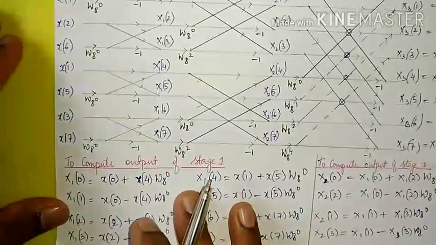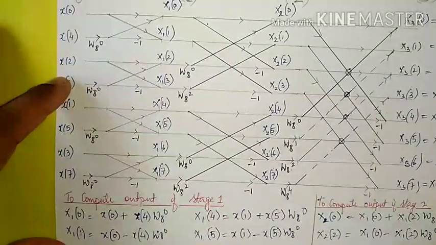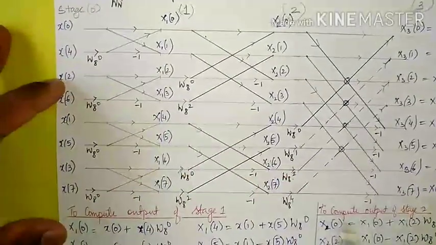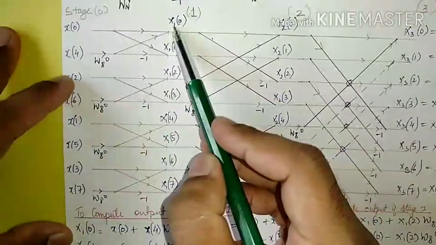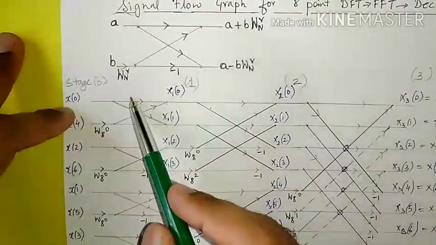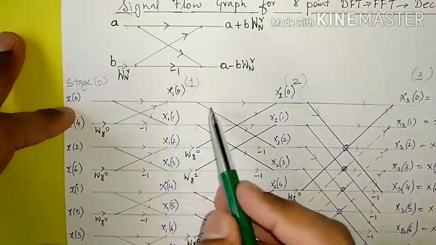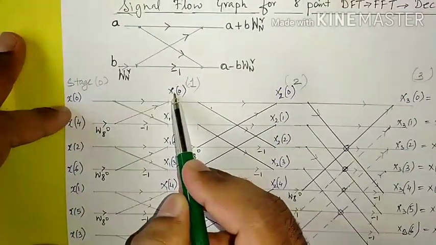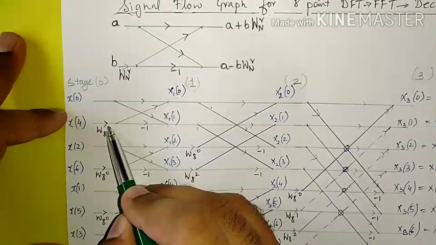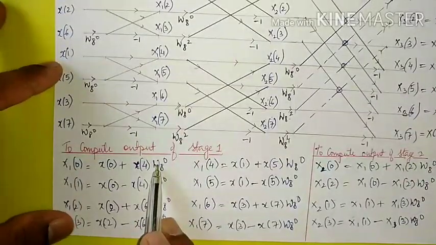And the equations. If you know how to write the equations for the 4 point, then it is very easy to write the equations for 8 point also. So in order to get x1 of 0, looking at this part, it is a plus b into this WNR. So x1 of 0 can be written as x of 0 plus x of 4 into W80, which you can see.